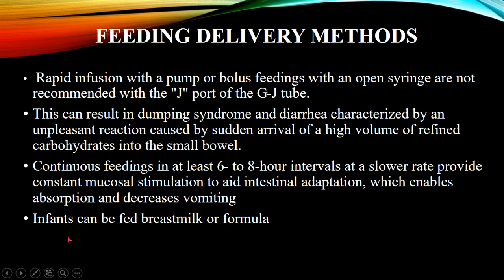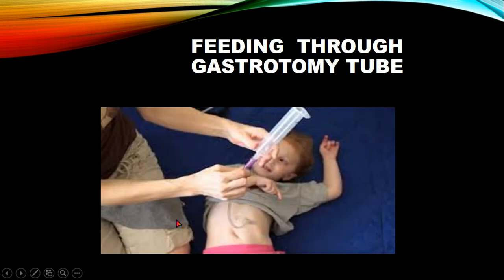Now infants can be fed either breast milk or formula feed, and breast milk, we know, is much better as compared to formula. So this is feeding through a gastrostomy tube. This is through a syringe where the baby is being fed.